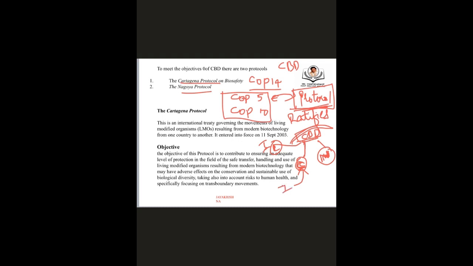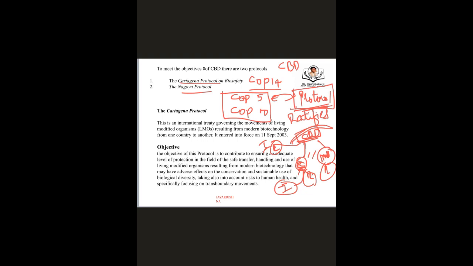If India has ratified the CBD and India has not ratified the Cartagena, then the rules and regulations of the Cartagena Protocol will not be binding on this country. This is the ratification process. For everything there is a ratification process. Now let us move to the two protocols. What do the two protocols talk about? One, the Cartagena Protocol, another one is called the Nagoya Protocol.